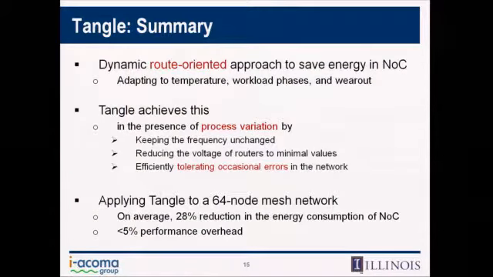So in summary, we showed a dynamic route-oriented approach to save energy in network on chip. It adapts to temperature, workload phases, and wear out. We try to achieve this in the presence of process variation by keeping the frequency unchanged and reducing the voltage of each router to the minimum value at which it can operate comfortably, and we efficiently tolerated some of the occasional errors that happen in the network. Applying Tangle to a 64-node mesh, we were able to reduce the energy consumption of network on chip by around 28%, with less than 5% overhead for a wide variety of benchmark suites.